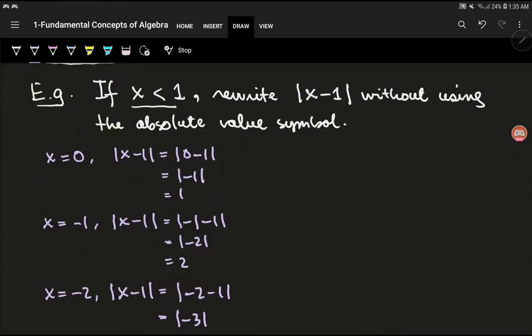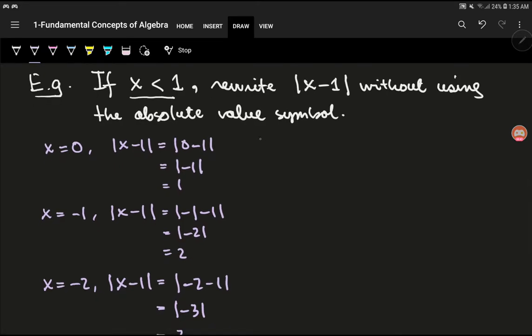So as we can see, what we can deduce is, if x is less than 1, then x minus 1 is less than 0. Because when we start with x equal to 0, we already have negative 1. So if we take all values of x that are less than 1, then the value of x minus 1, not the absolute value of x minus 1, is always less than 0.